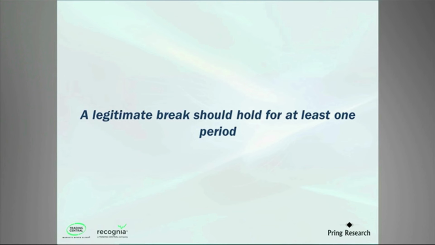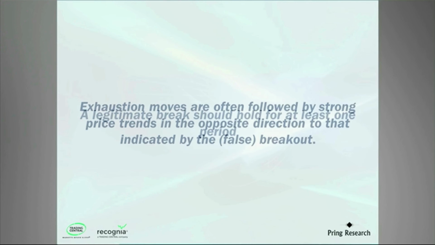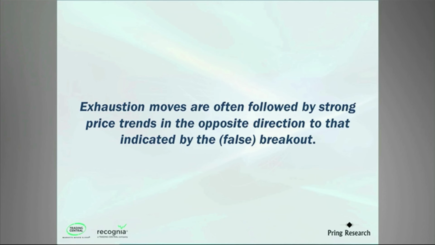Another factor that can help early on in deciding if a breakout is valid lies in the fact that a legitimate one should hold for several periods. As an example, you may observe a decisive upside breakout from a rectangle on a daily chart, but if it cannot hold for more than one day above the breakout level, the signal is highly suspect. Often the technical position is worse after such breakouts. That's because those breakouts that cannot hold indicate exhaustion, and exhaustion moves are often followed by strong price trends in the opposite direction to that indicated by the false breakout.